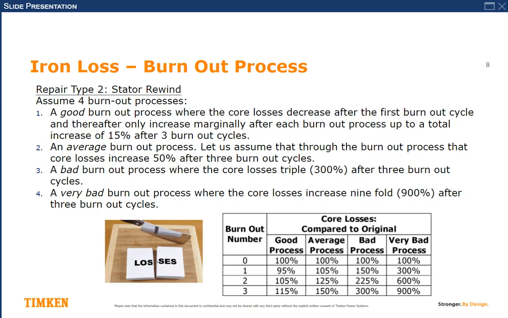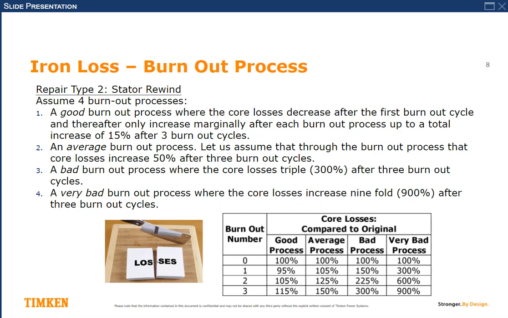We can see often that the losses will decrease after the first burnout. And let's say the losses then increase 205% after the second burnout, 115% after the third burnout. Now we remember back to, for a very harsh environment like a coal mining industry, each rewind is typically 8 years. So 3 rewinds means that is 24 years in the life of the machine, which in most plants is a very significant portion of the life of the plant itself.